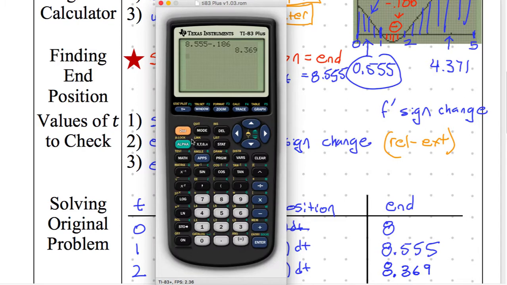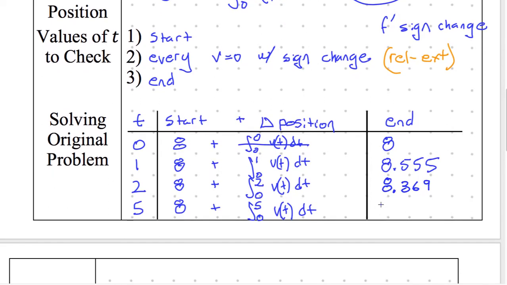So on our calculators, you can do second answer, and it's that little negative symbol. Or you could just do plus, and it'll automatically use the previous answer. That's a faster way. Just do plus 4.371. 12.740. All right. We have our answer. We just need to identify it.